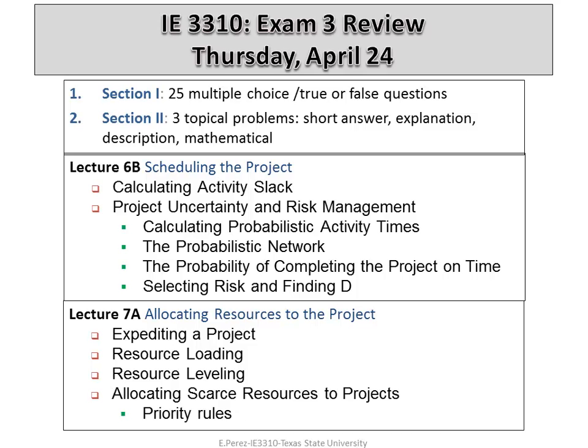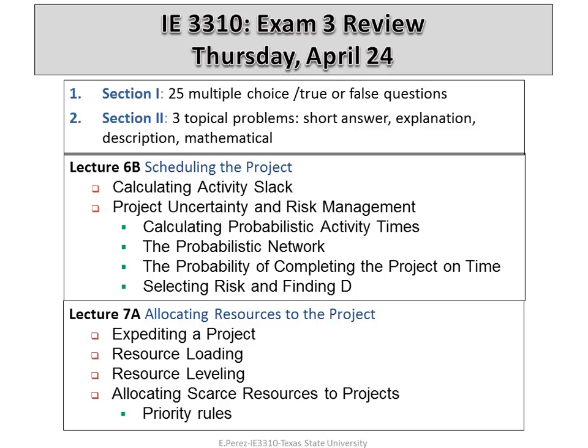So if you want to refer to the lecture notes, there we covered calculating the activity slack and also project uncertainty and risk management. So we cover how to find the critical path for deterministic networks. Then we transition to probabilistic networks, and that's what's part of this exam. So calculating the probabilistic activity times, the probabilistic network, the probability of completing the project on time, and selecting risk and finding D. So that's the first topic.